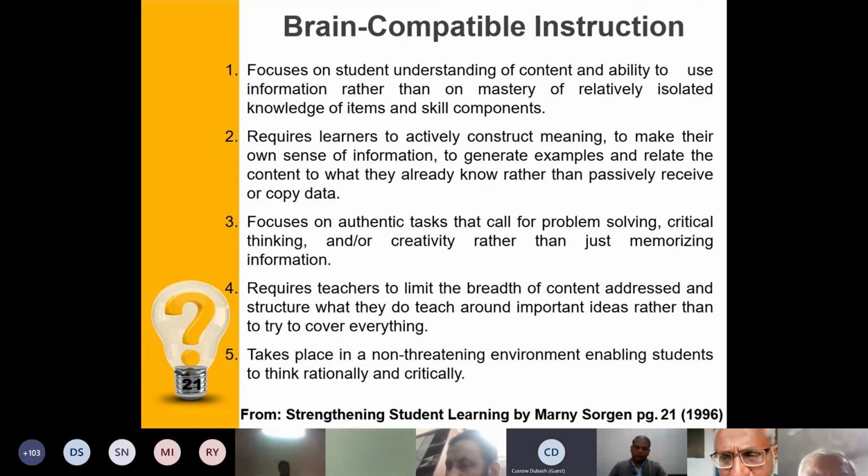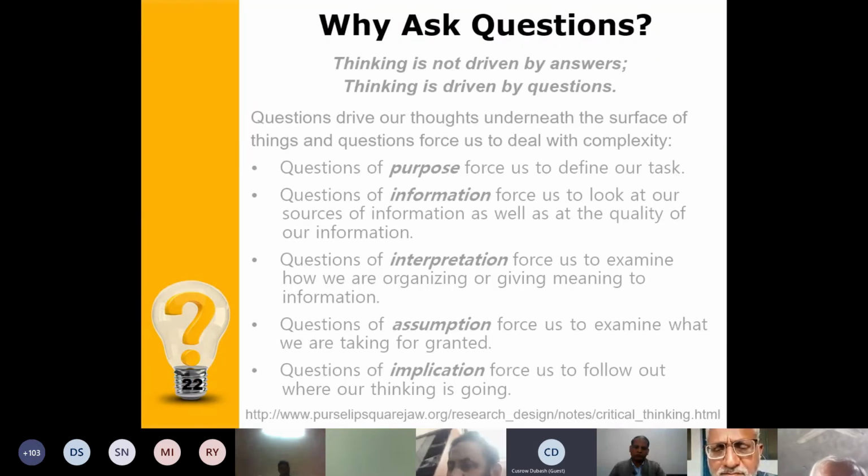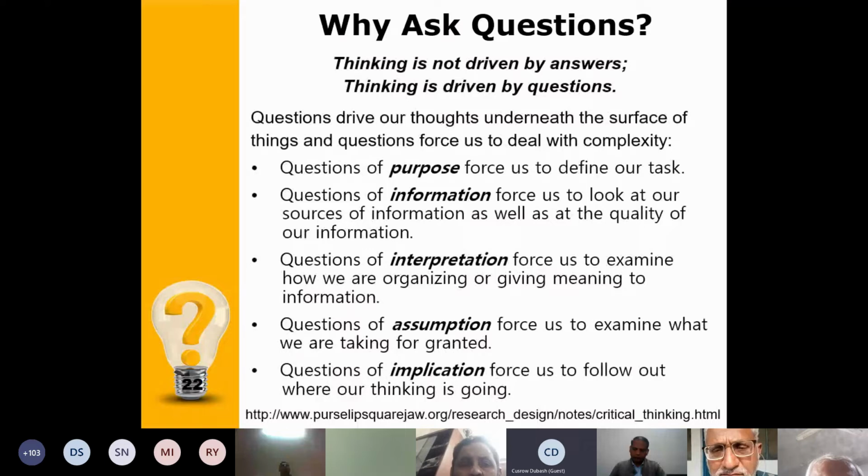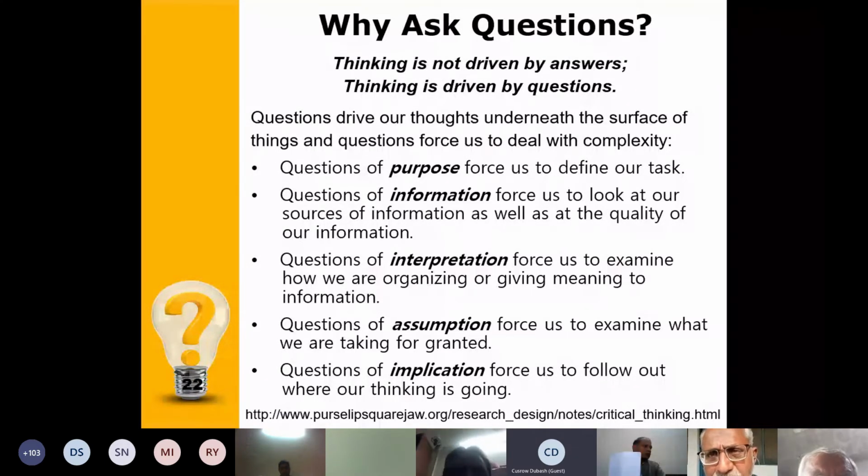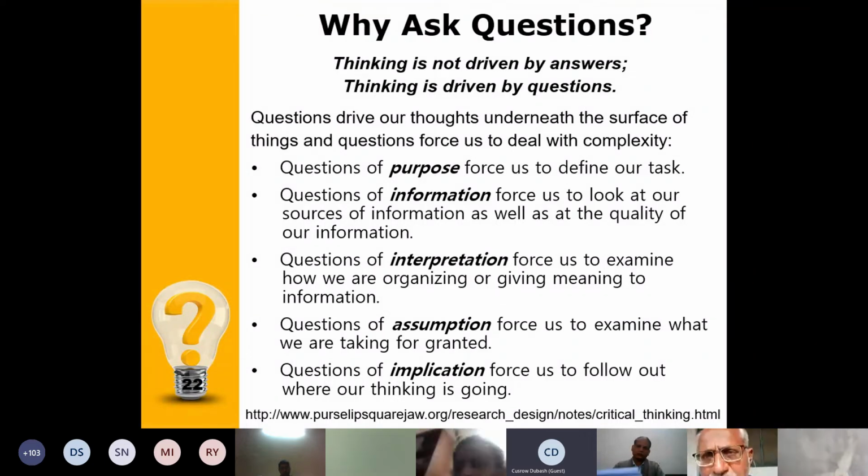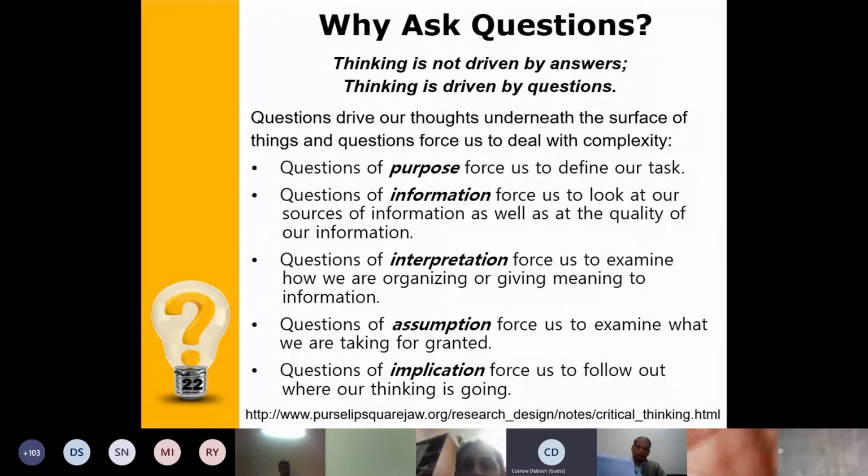Why ask questions? Questions क्यों पूछने चाहिए? Thinking is not driven by answers. Thinking is driven by questions. So there are again different types of questions. Questions of purpose है. हम ये क्यों कर रहे हैं? Questions of information है. इससे हम क्या सीखेंगे? इससे मेरी जिंदगी पे क्या फर्क पड़ना है?